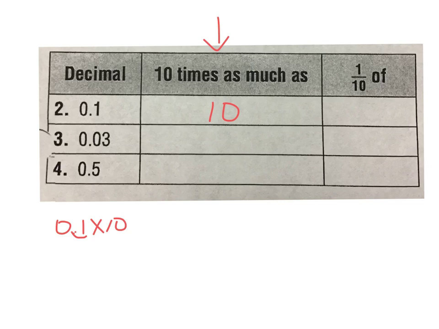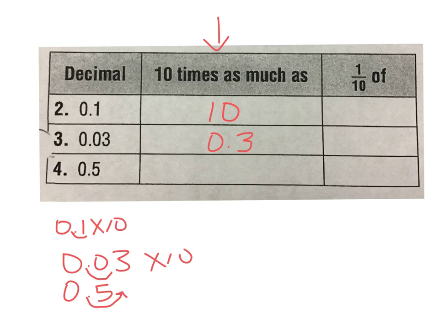So if I take 0.03 times 10, I grab this decimal and I move it to the right. So it becomes 0.3. Right? And this last one, 0.5, is also multiplying times 10. So I'd get 5. Does that make sense?